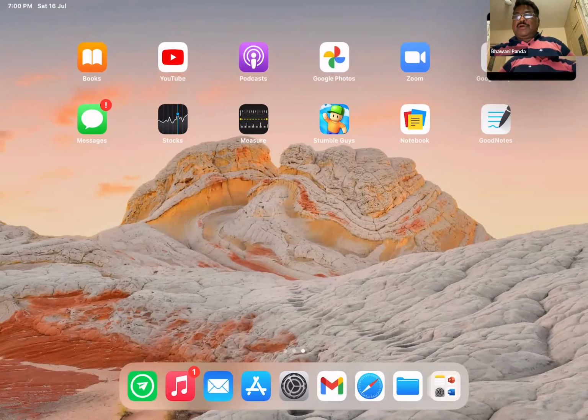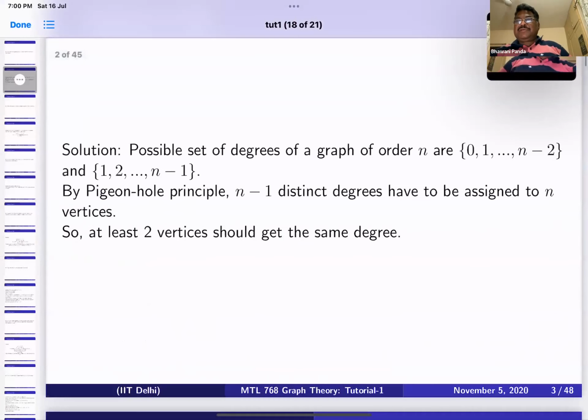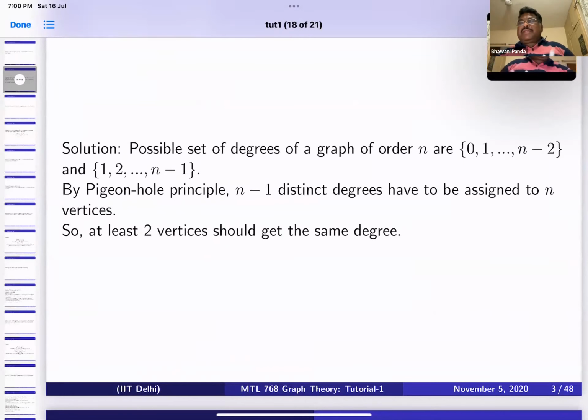Because this one we used the pigeonhole principle, right? If a degree is 0, then it cannot be n-1, and if it is n-1, it cannot be 0. So the degree of a vertex belongs to 0 to n-2 or 1 to n-1. So there are n-1 distinct degrees and n vertices. So by the pigeonhole principle, at least two vertices should get the same degree, right?